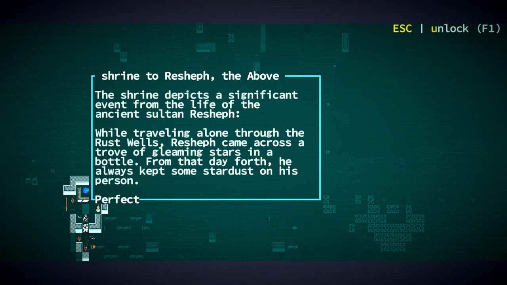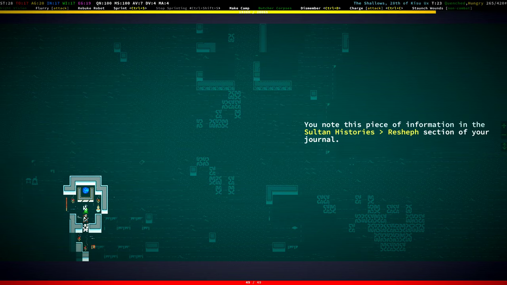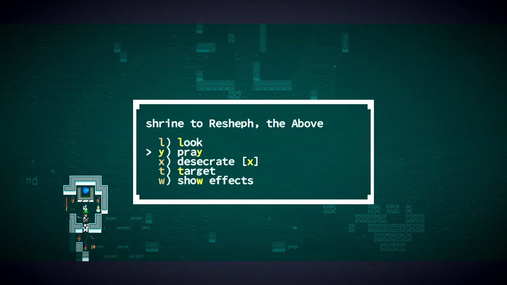While traveling alone to the Rust Wells, Reshef came across a trove of gleaming stars in a bottle. From that day forth, he always kept some stardust on his person.